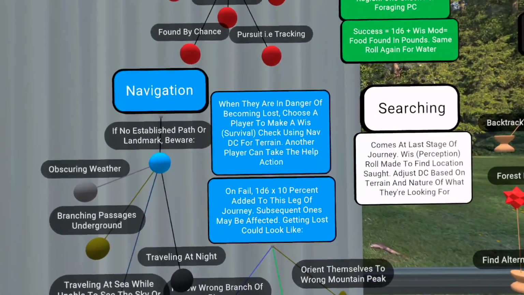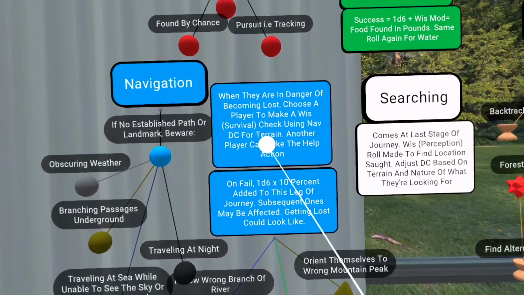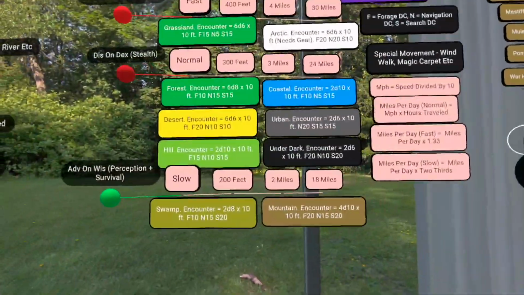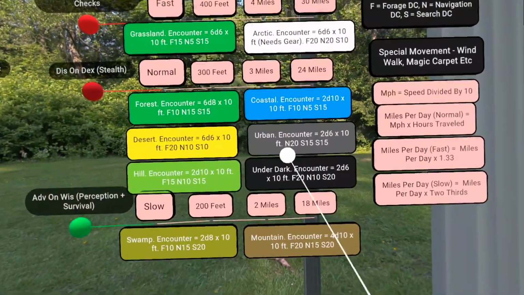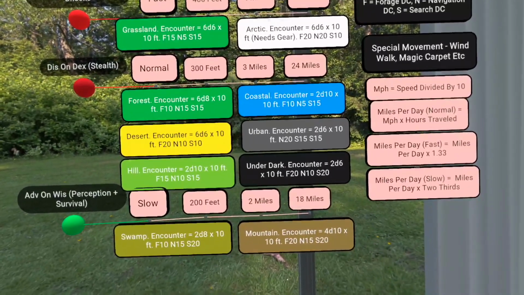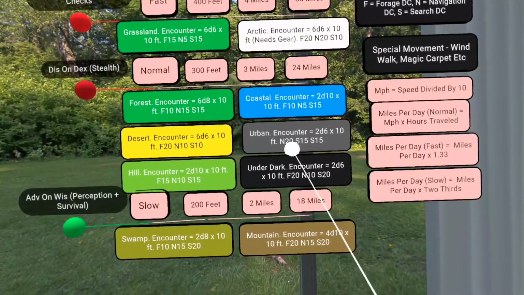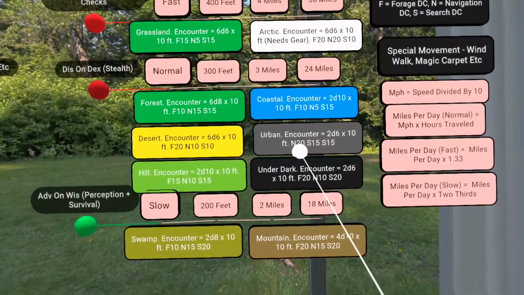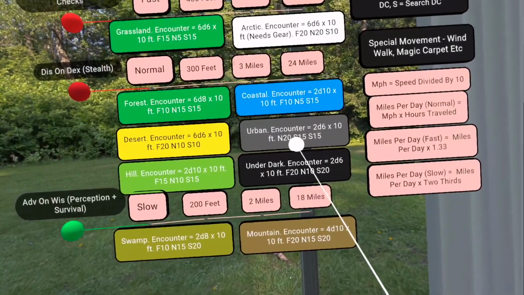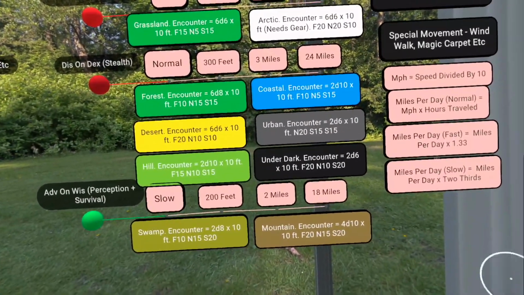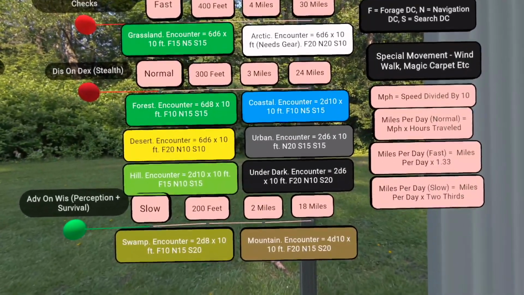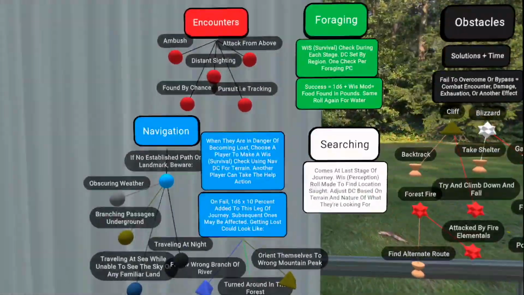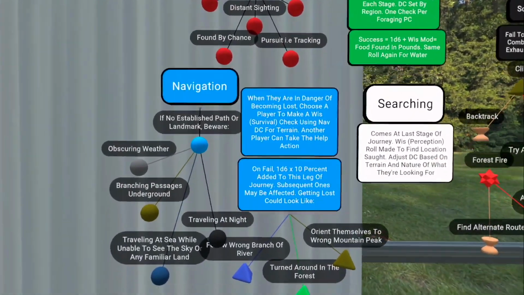When you're in danger of becoming lost, you have to choose a player to make a wisdom survival check using the navigation DC. Where do we find that? Guess where? Say we're traveling in an urban environment. Navigation for an urban environment is actually quite difficult. It's N20. Probably because in an urban environment there are a lot of people around, or a lot of winding streets or whatever. So it's easier to get lost basically in an urban environment.